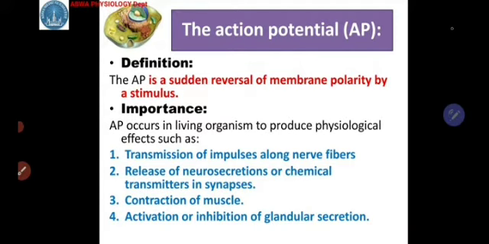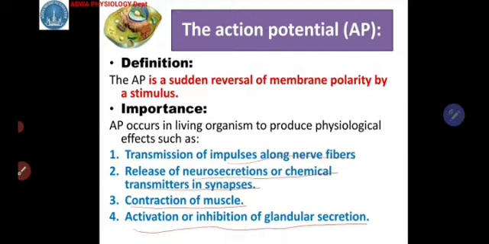The action potential. What is an action potential? The action potential is a sudden reversal of membrane polarity by a stimulus. Importance: action potential occurs in a living organism to produce physiological effects such as transmission of impulse along the nerve fibers, release of neurosecretions or chemical transmitters in the synapse, contraction of muscles, and activation and inhibition of glandular secretions.